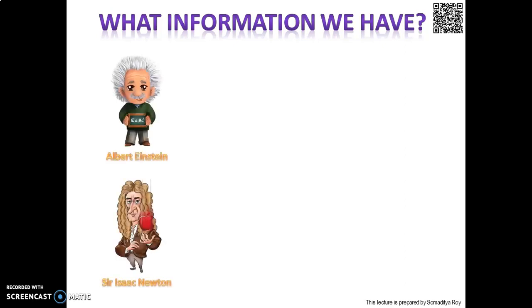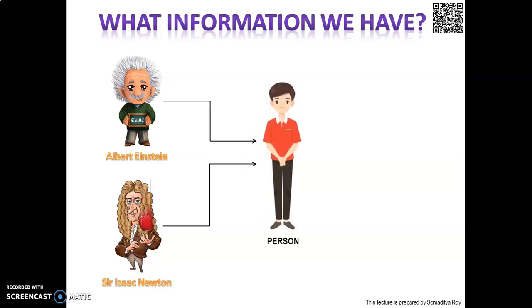Sir Isaac Newton and Albert Einstein are two of the most famous personalities. Their contribution to science is immense, but what is the most common between them? Well, both of them are persons. Therefore, let's first figure out what the basic characteristics of a person can be.